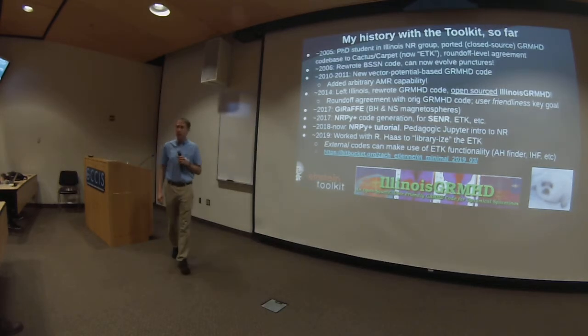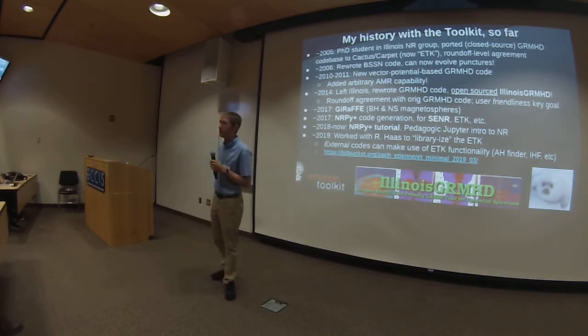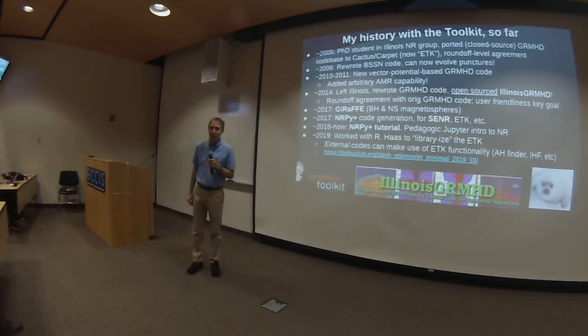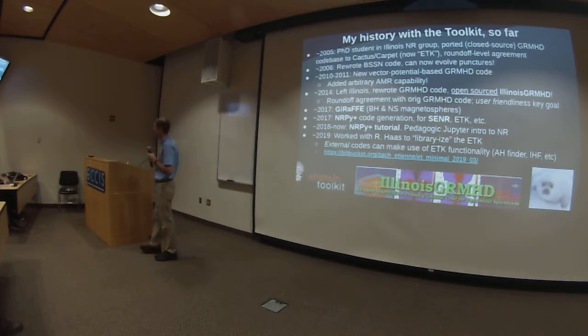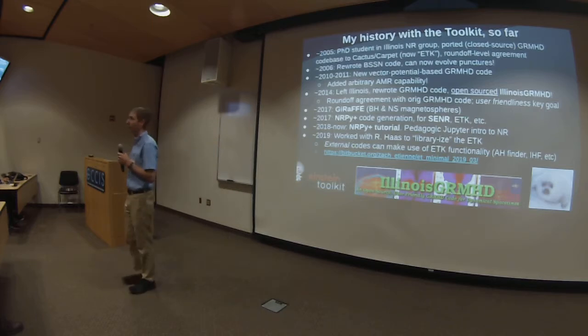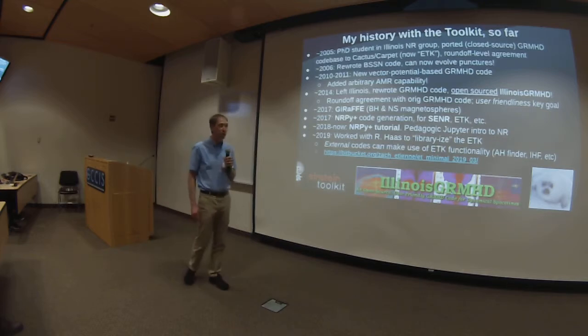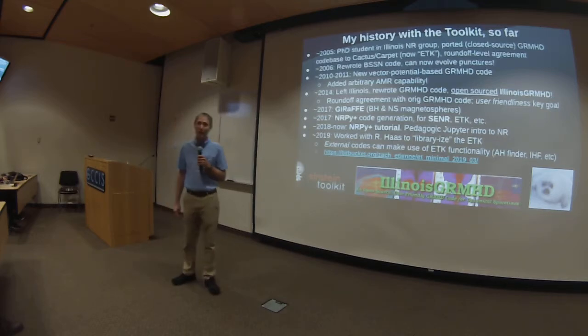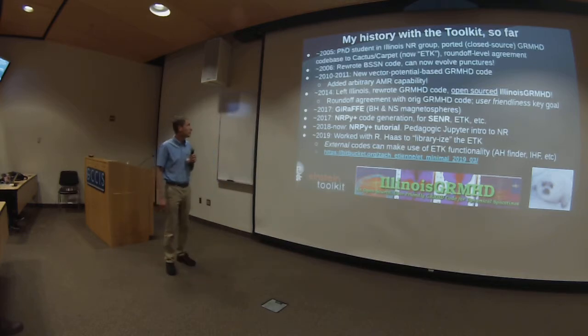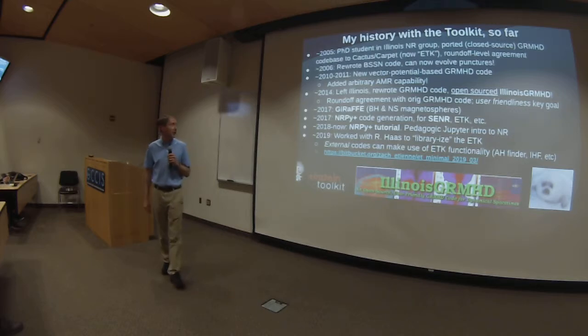It's been almost 15 years since I started working with the Einstein Toolkit, back in 2005. I was a PhD student in the Illinois Numerical Relativity Group, led by Stu Shapiro. I was asked to port the closed source GRMHD code base to Cactus Carpet, which of course we now know as the Einstein Toolkit, and to do it so that the results agree to round-off level with the original code. No ifs, ands, or buts. The original code is sacred. So I did that, and completed it about a year later.